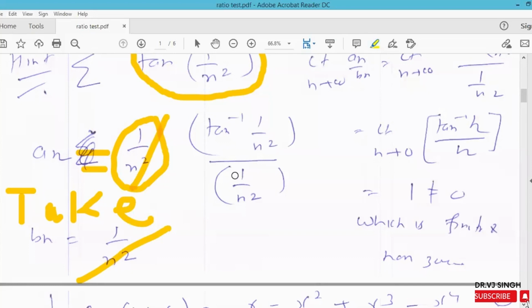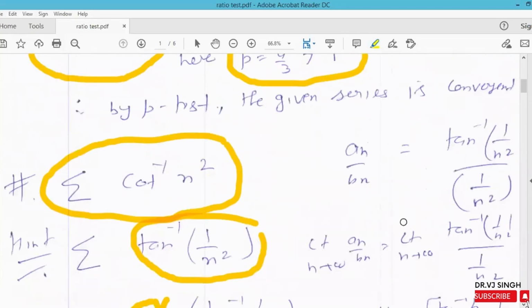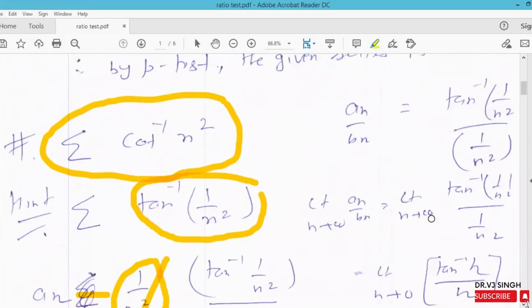Tan inverse 1 by n square, divided by 1 by n square. Now take the limit as n tends to infinity. Put 1 by n square equal to h. If n tends to infinity, then h tends to 0, because we put 1 by n square equal to h.